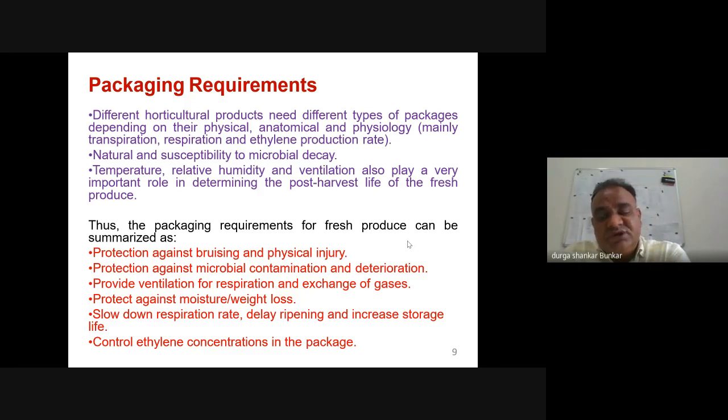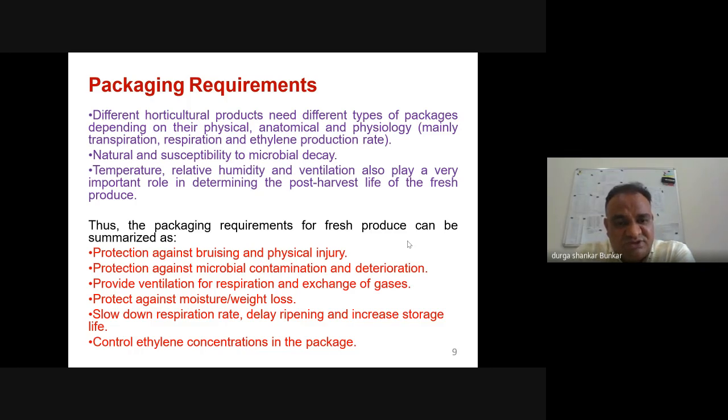As we know, our production of fruit and vegetables needs proper ventilation. That is most important, and we have to maintain the right kind of gases, or we can say air, so that we can enhance the shelf life of particular products.